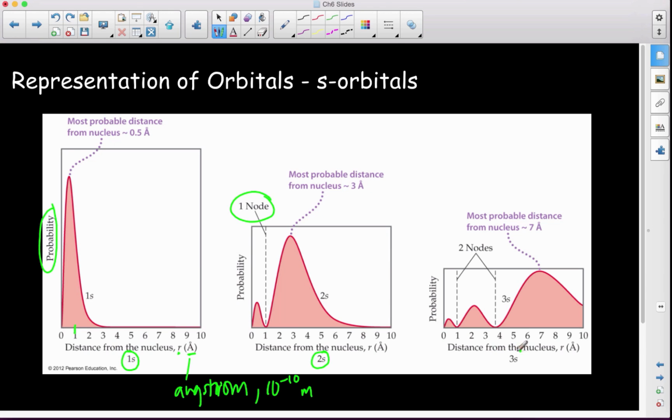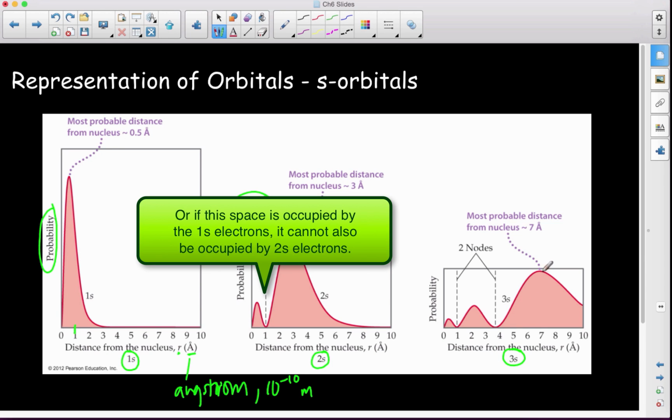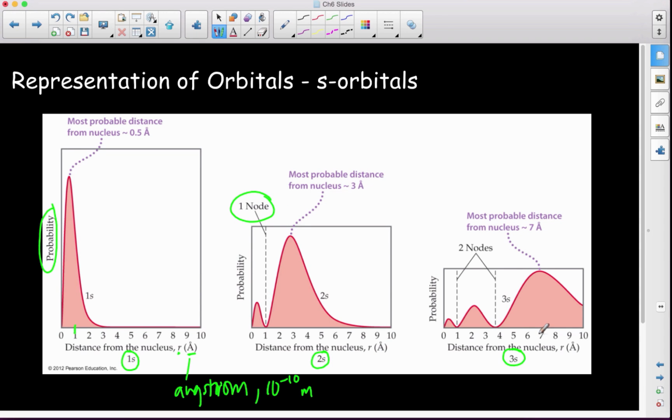By the time we get out to 3s, we'll see that the most probable distance starts to be about 7 angstroms from the nucleus. Again, we have a node at 1, which represents where this peak is, and we have a node at 3 and change for where this peak is. Does that make sense? And if we had 4s, it would have nodes at 1, almost 4, and around 7. Does that make sense? Which again goes back to the fact that 1s electrons are closest to the nucleus.